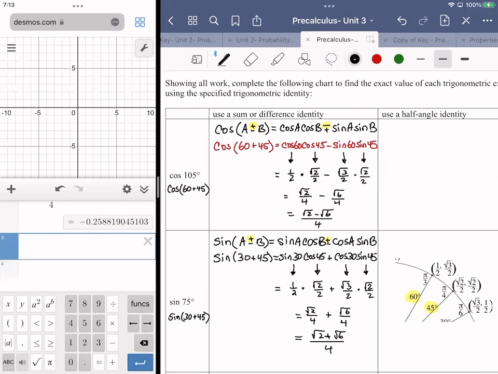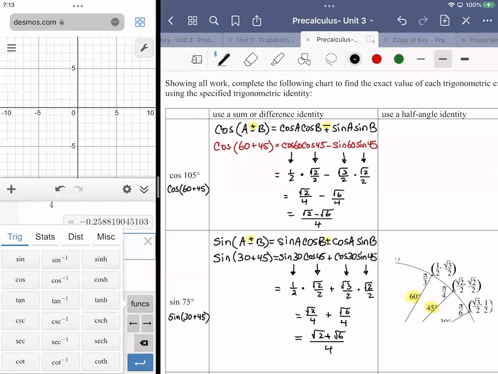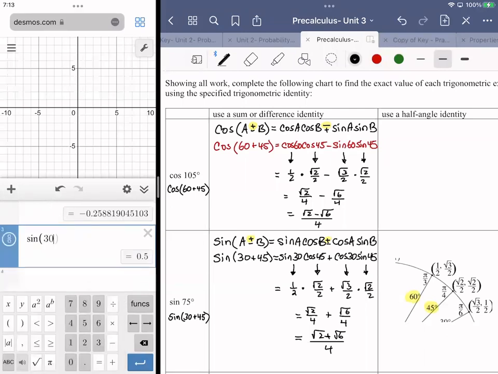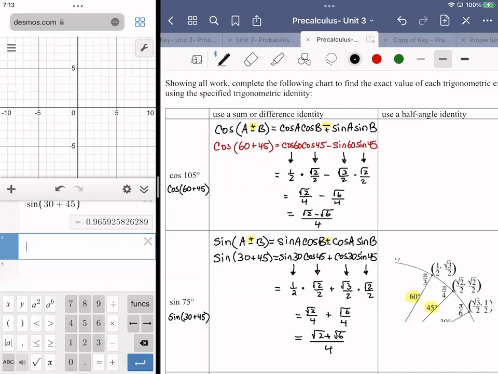But we get radical 2 plus radical 6 over 4. I want to verify that because, you know, you do all this work. Why wouldn't you want to verify it? Because I don't like math. But yeah, you still want to make sure you got it right.